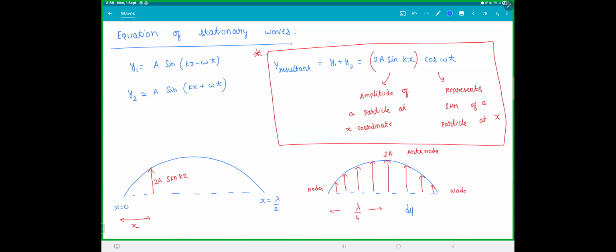But again, in the end, we will write those differences later on. So if you see, different particles have different amplitudes. Clear with this, everyone? Any doubt so far?